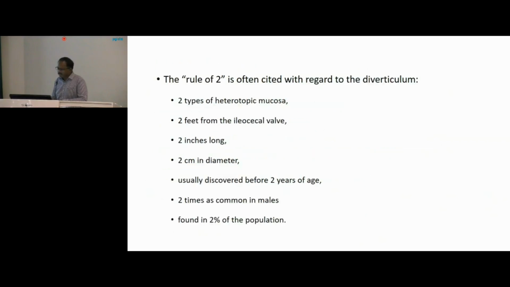So the rule of 2 is often cited with regard to the diverticulum. Two types of heterotopic mucosa, that is pancreatic and gastric mucosa, are present. It is usually located about 2 feet from the ileocecal valve, about 2 inches long, 2 centimeters in diameter, usually discovered before 2 years of age, and more common in males, 2 times more common in males, and found in 2% of the population.